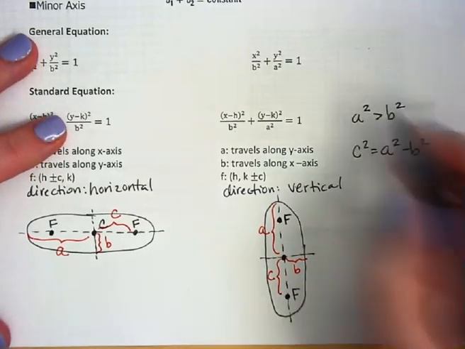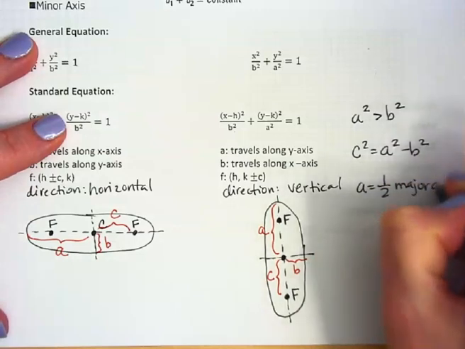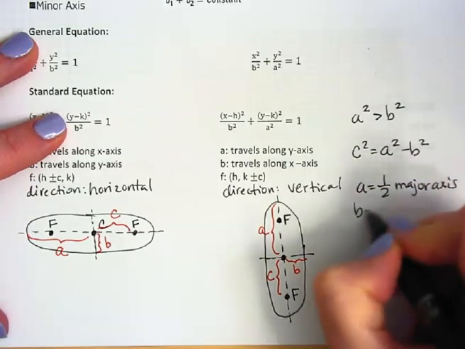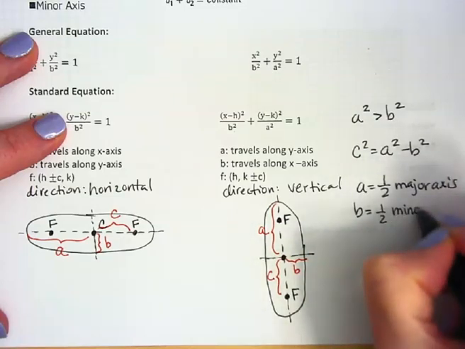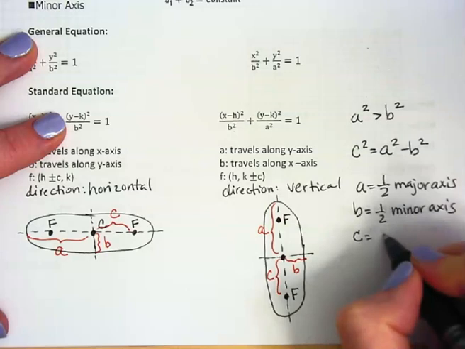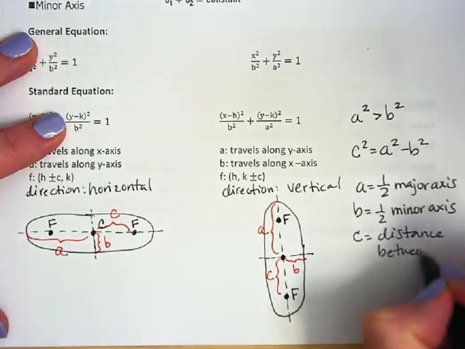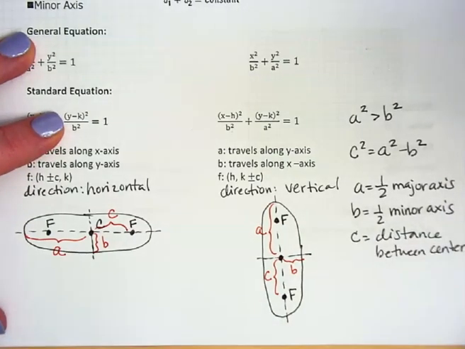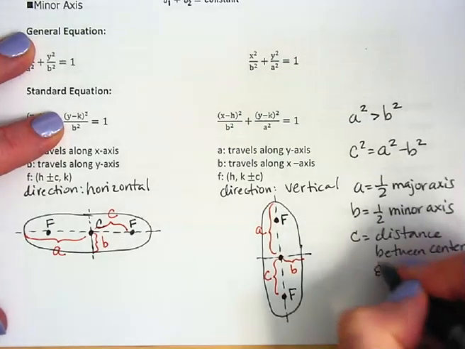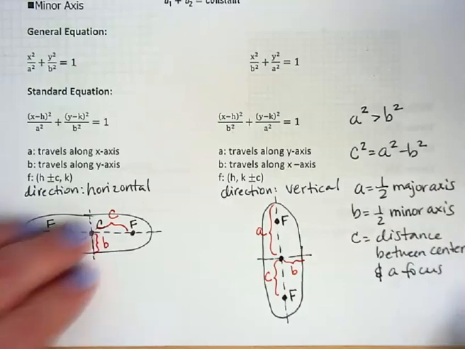And then just a few more notes I want you to write to yourself. A is half the major axis. B is half the minor axis. And C is the distance between the center and a focus point. All right, so pause the video if you need to keep that on the screen and copy any of that down.